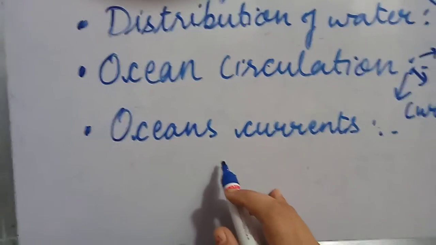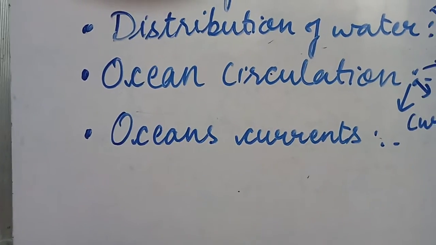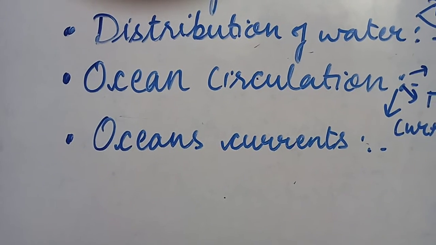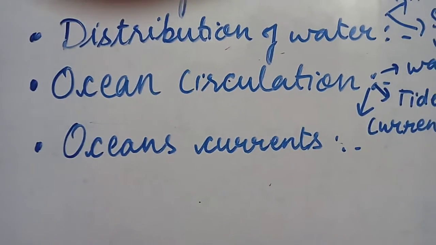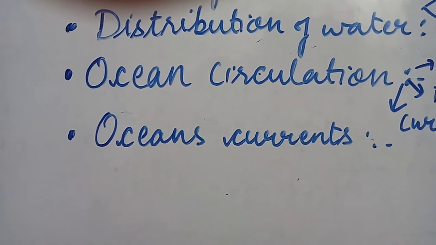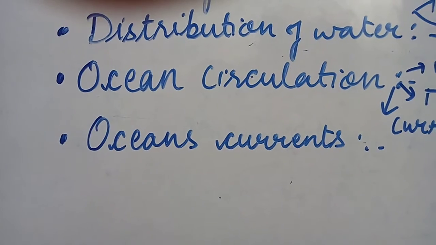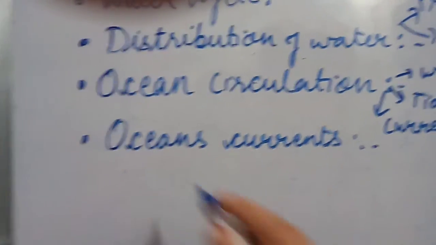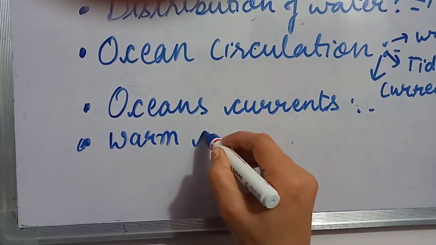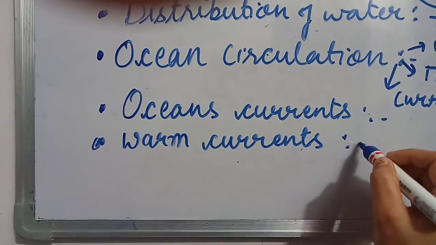These ocean currents are often referred to as rivers in the oceans. Ocean currents are caused by different factors: unequal heating of water, difference in salinity and density of ocean water, prevailing winds, shape of land mass, and rotation of the earth. And after that we have studied warm currents. Clear this one?